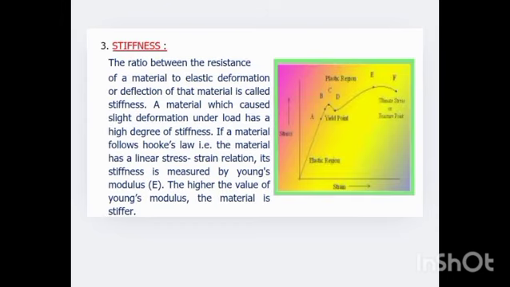Then stiffness. Stiffness is the resistance of a material to elastic deformation. If the material shows very small deformation under load, it is called stiff. Stiffness mainly depends on Young's modulus. If the Young's modulus value is high, then the stiffness of the material is also high.